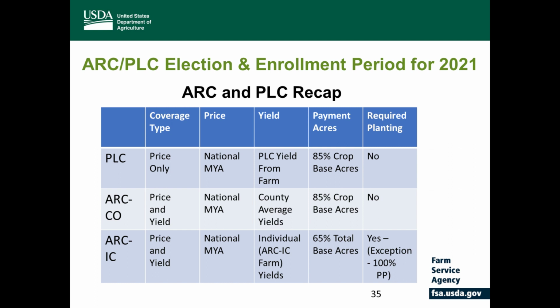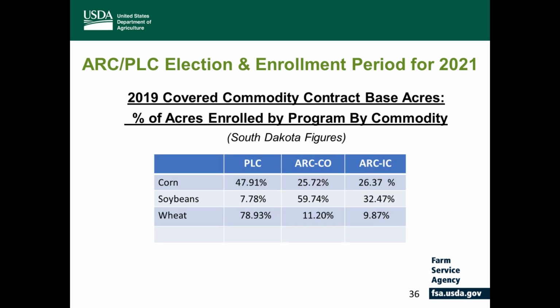This slide is just a quick recap of the comparison between the three programs, PLC, ARC County, and ARC-IC. So this is South Dakota's specific numbers to show you how the base acres were split out during the election period for the 2019-2020 crop seasons. So you can see the different columns, PLC, ARC County, ARC-IC. We just looked at three crops, corn, soybeans, and wheat.